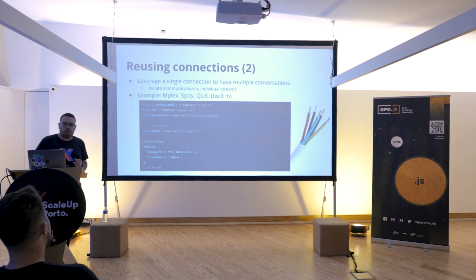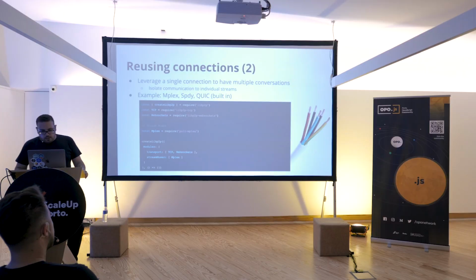And basically, what the multiplexer does is, in the first bytes of the transmitted data, it checks what the identifier is and passes it to the appropriate handler for the stream that was connected.